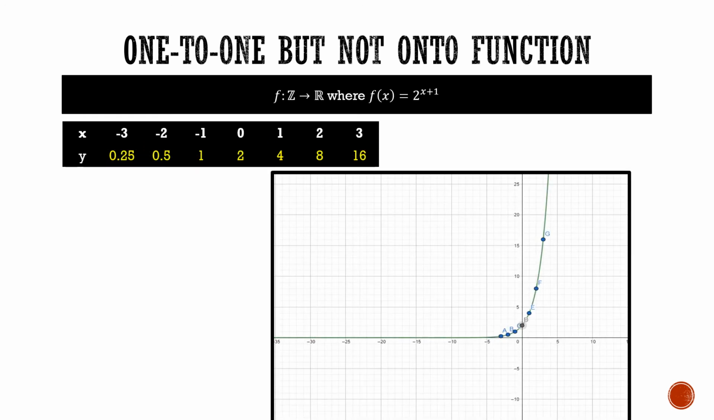Another example is the mapping of f from integers to real numbers where f of x is equal to 2 raised to x plus 1. This is a one-to-one function as there is exactly one image of x in y, but it is not onto because not each y value has an image on x. This function can never have an image on y from 0 and below.